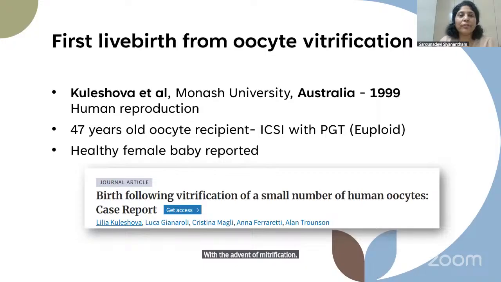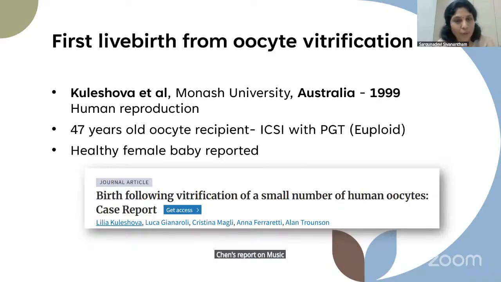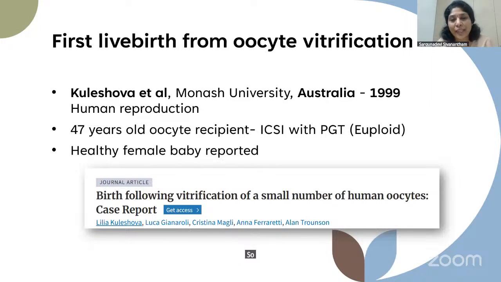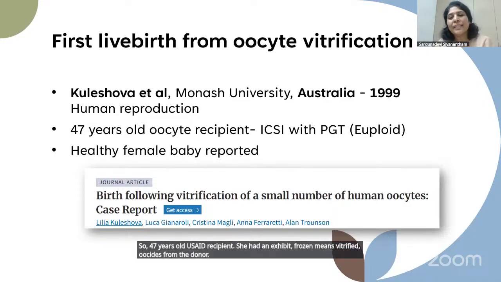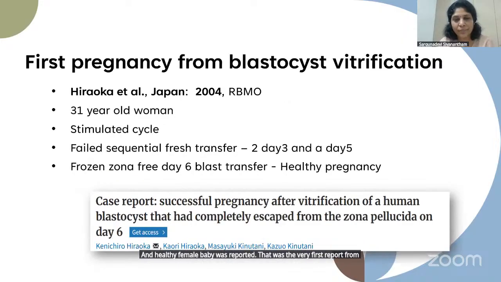So, talking about the first live birth from oocyte vitrification. When was it reported? 15 years after Chen's report on oocyte cryopreservation from Australia, again from the Monash team. A 47-year-old oocyte recipient had an ICSI with vitrified oocytes from a donor. The embryos were subjected to PGT for euploid transfer, and a healthy female baby was reported. That was the very first report from vitrification.